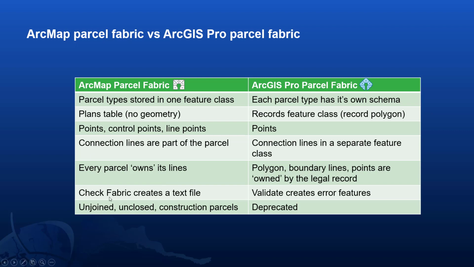In ArcMap, we had the function to check fabric that created a text file that was not very handy, a big list of object IDs, whereas in Pro you can evaluate your data and use the error inspector. You get error features, you can see them, label them, zoom to them, and you even have fix methods associated with some of those errors. And some older concepts, like unjoined and unclosed construction parcels, things that were foreign to GIS and confusing, are deprecated. So make sure you don't have any of those you need to bring into the new generation.